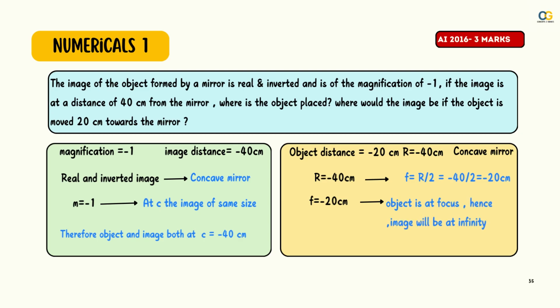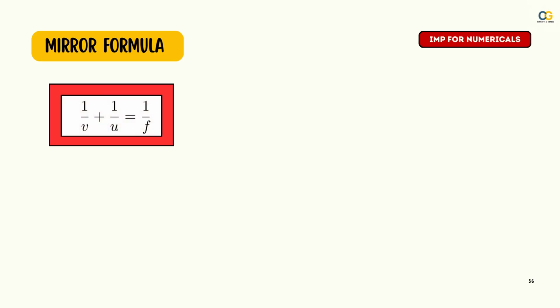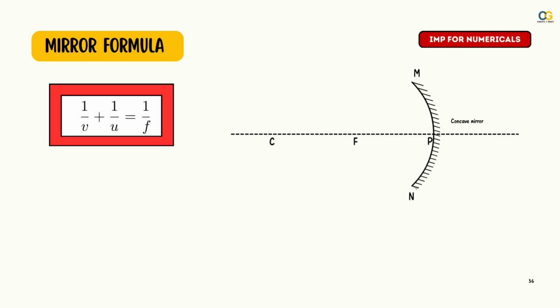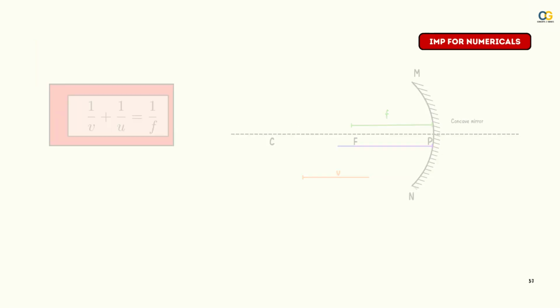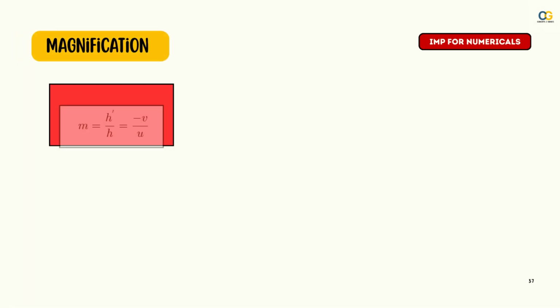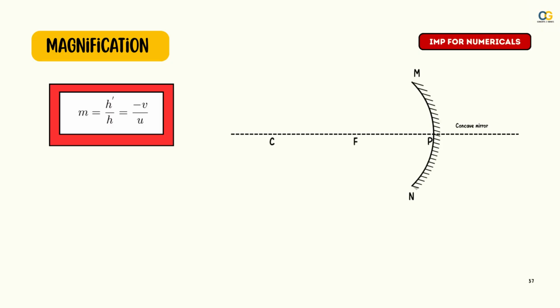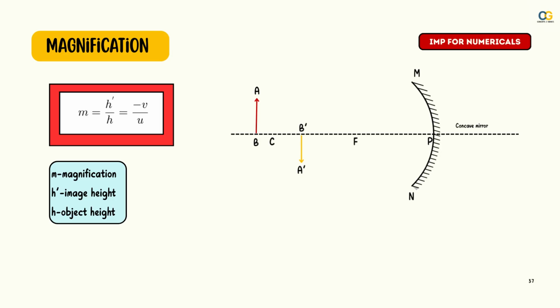This is how remembering the table can help you solve those numericals which do not need any formulas. Let us move to the mirror formula. 1 by V plus 1 by U is equal to 1 by F. This is the mirror formula. Here, U is the object distance, V is the image distance, and F is the focal length of the mirror. The magnification of a mirror is given by image height by object height, also equal to minus V by U, where M is the magnification, H dash is the image height, H is the object height.